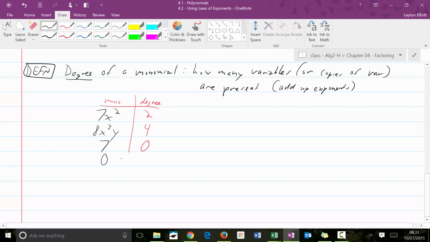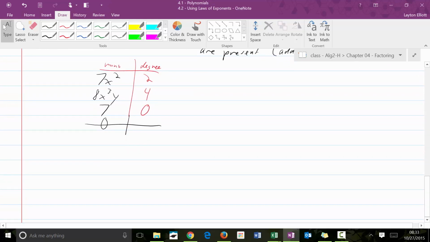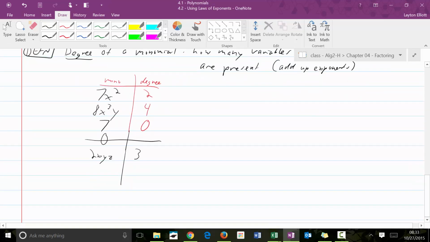Again, if I put 0 down, don't be confused, because 0 is not considered a monomial. So we don't describe the degree of something that is not a monomial. I'm going to just do a couple more. If I have 2xyz, that has a degree of 3. There's 1x, 1y, and 1z. So this isn't the hardest thing to think about.